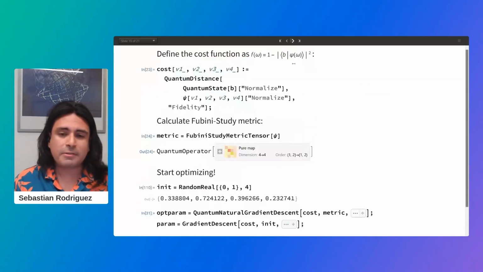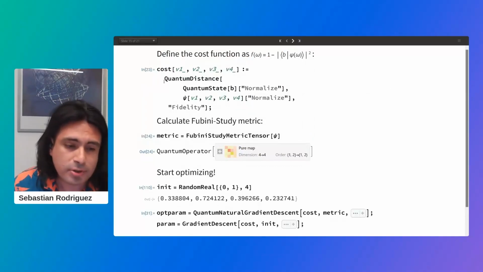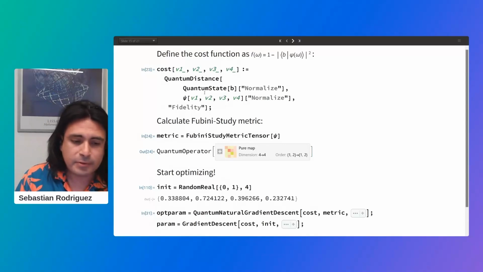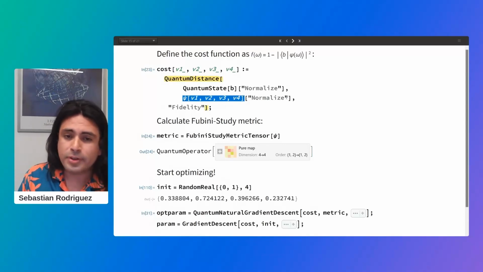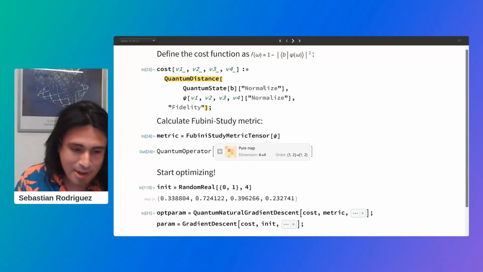So now let's define a cost function as the quantum fidelity. For this, we will use the quantum distance function that we have in our framework, with the quantum state B and the C state as the inputs. So let's remember, we need to normalize these values for the process to work.